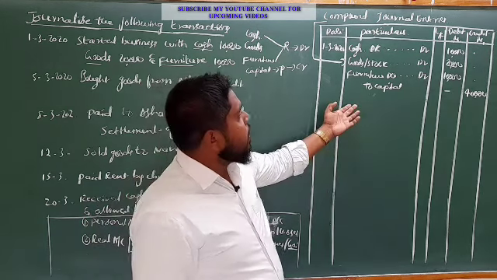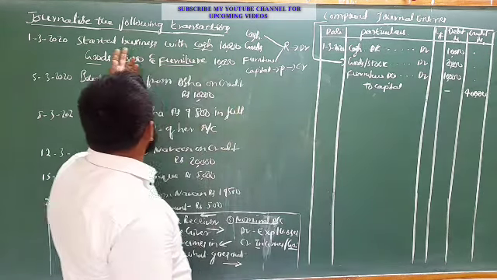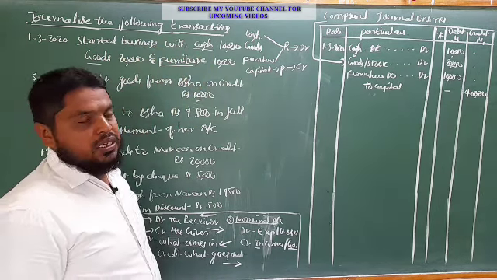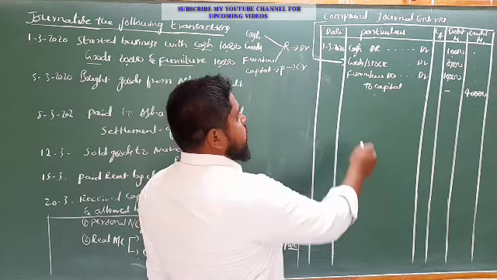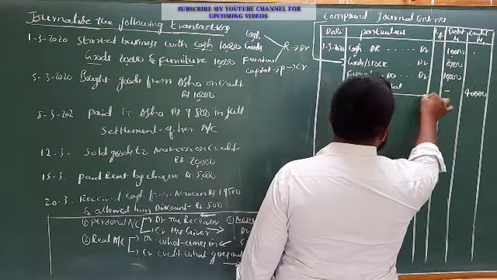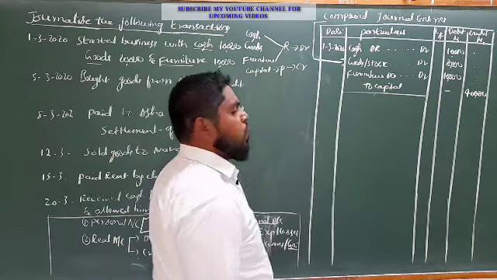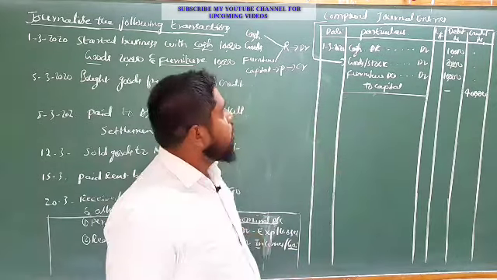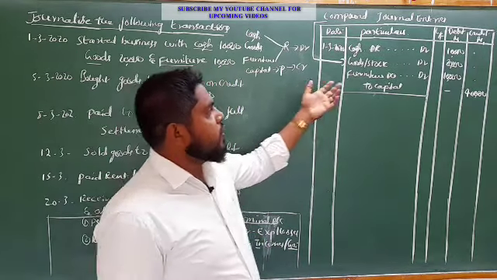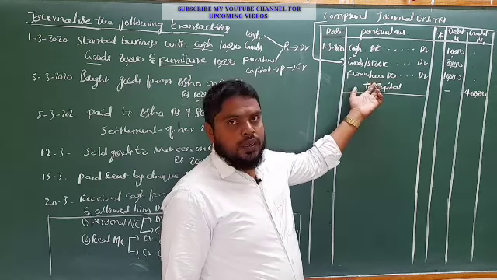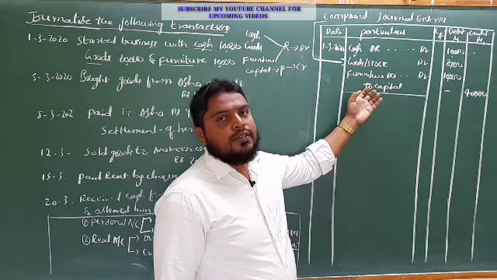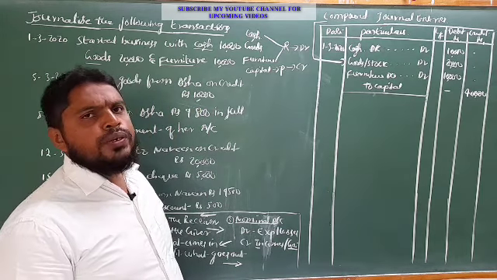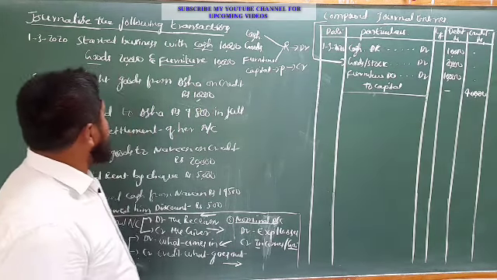Now the narration: being started business with cash, goods and furniture. After writing the narration, close the bracket or put one line. So this is the first entry for the first transaction. This is the compulsory universal entry for the first transaction, that is cash account to capital account.